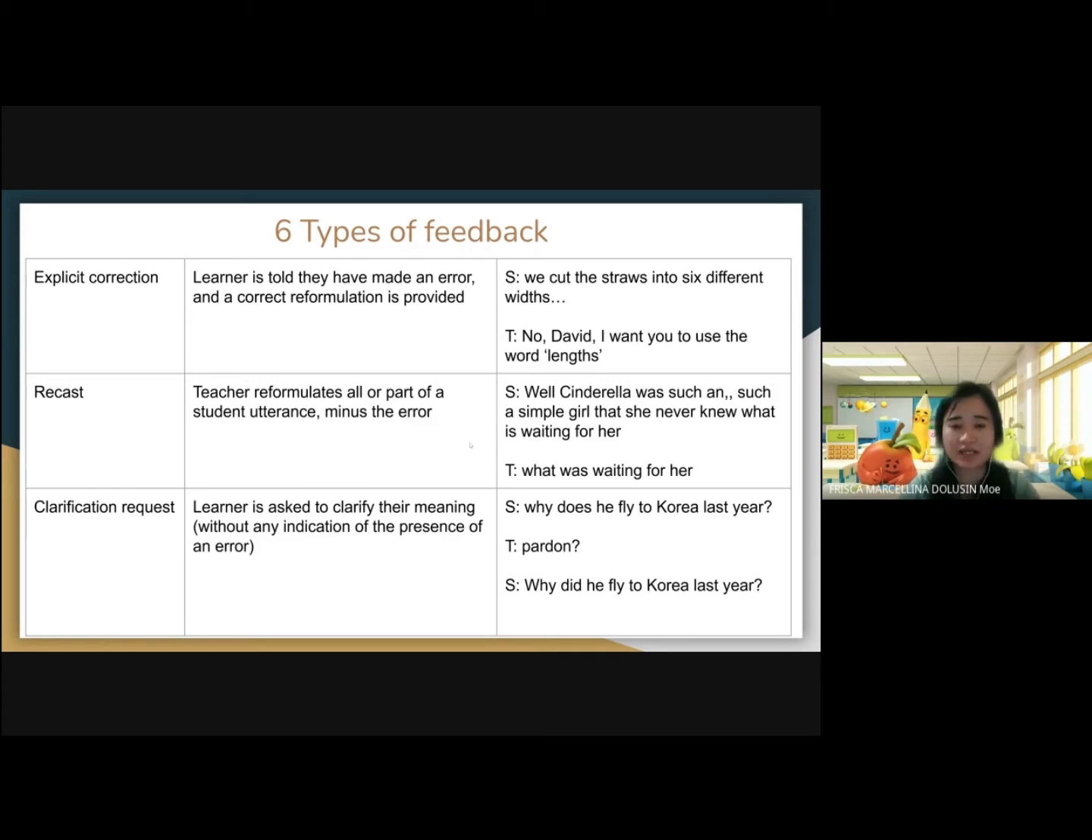And then next, the third one is clarification requests. Here, the teacher will ask for meaning, okay, without any indication of the presence of an error. Like from the example, why does it fly to Korea last year? And then the teacher just straight away says, pardon? And then the students will think, oh, maybe there's something wrong. So they just change it into why did he fly to Korea last year? Okay, next.